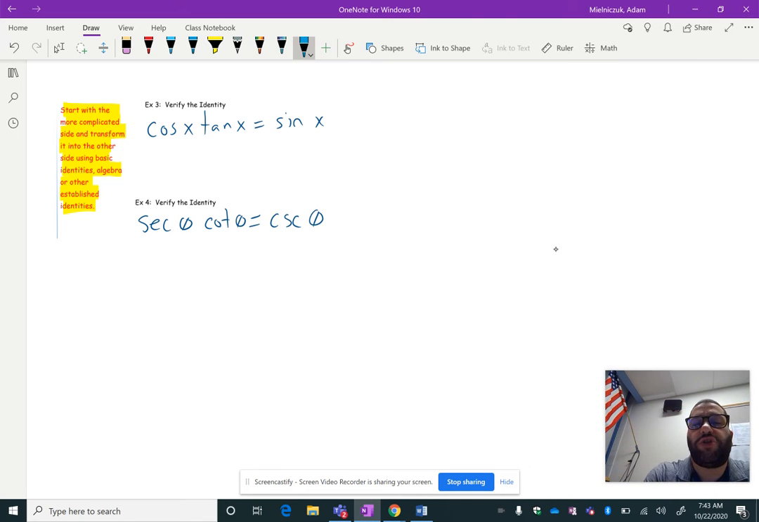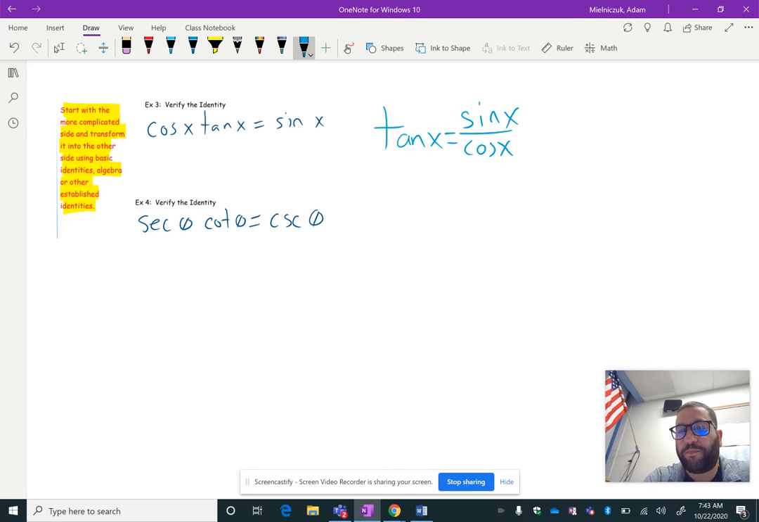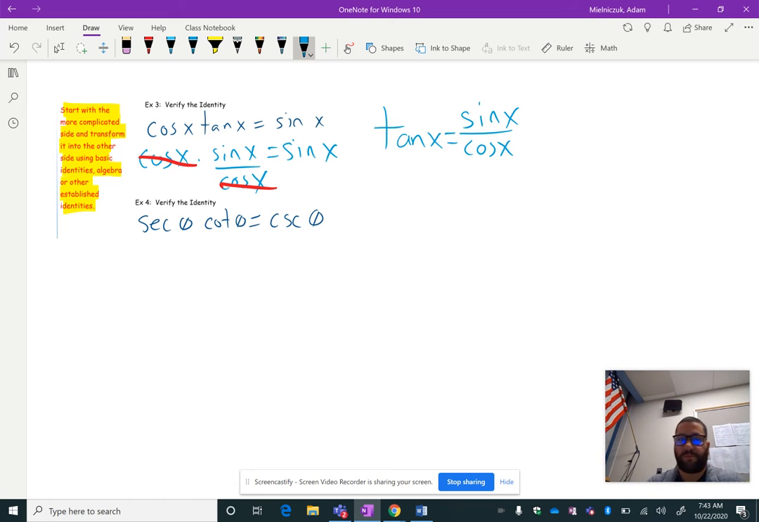So what should we remember? We should remember that tan x is a quotient identity of sine x over cosine x. So we can rewrite this as cosine x times sine x over cosine x. And we should see that the cosines cancel each other out, leaving us with sine x equals sine x. So we proved that identity, or verified it.